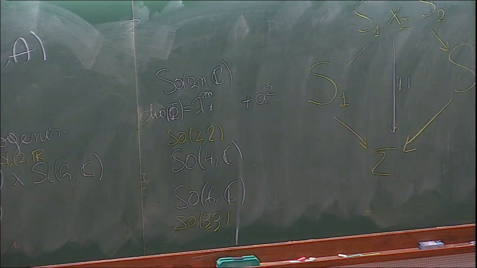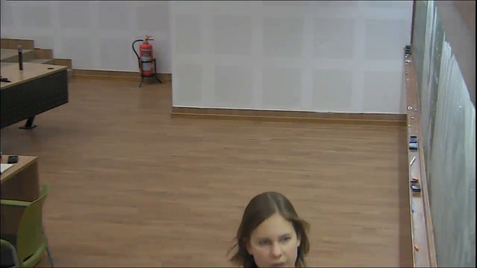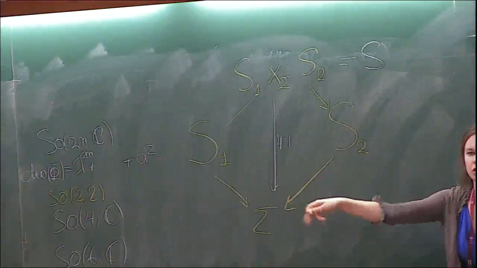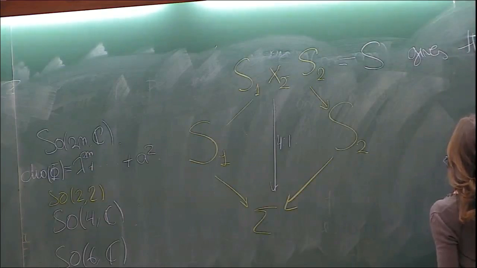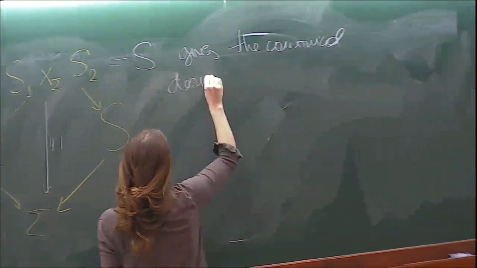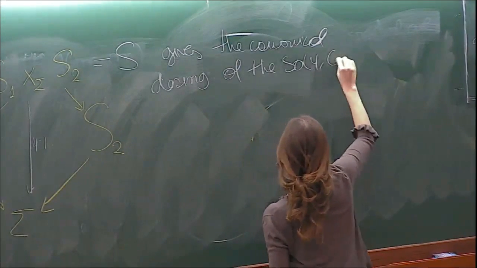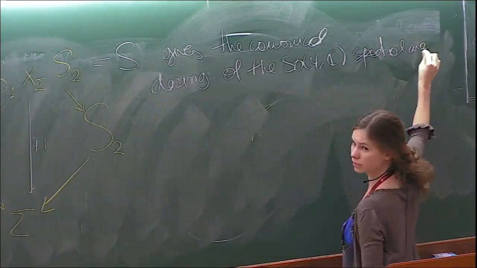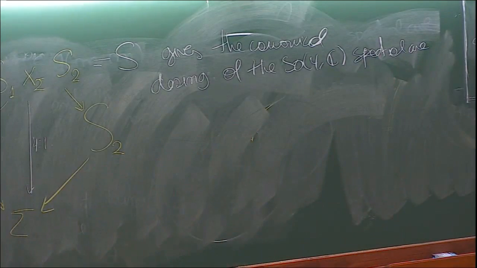But another way of doing it is by starting on this side of the story. If you define this as a curve, this is a canonical desingularization of the SO4C spectral curve. So you get the resolution already by doing this procedure.